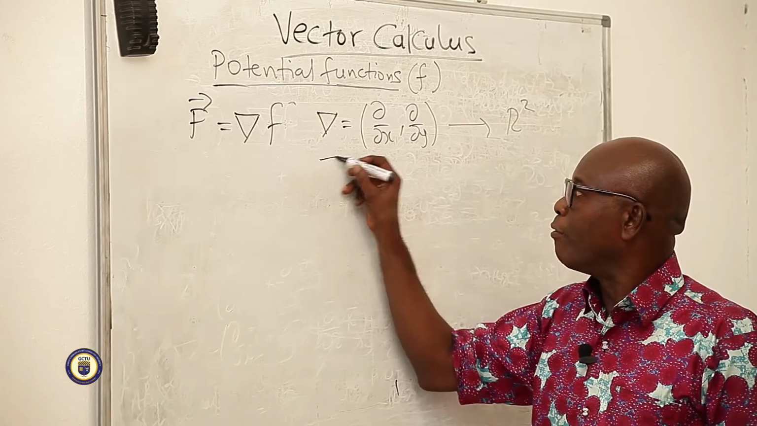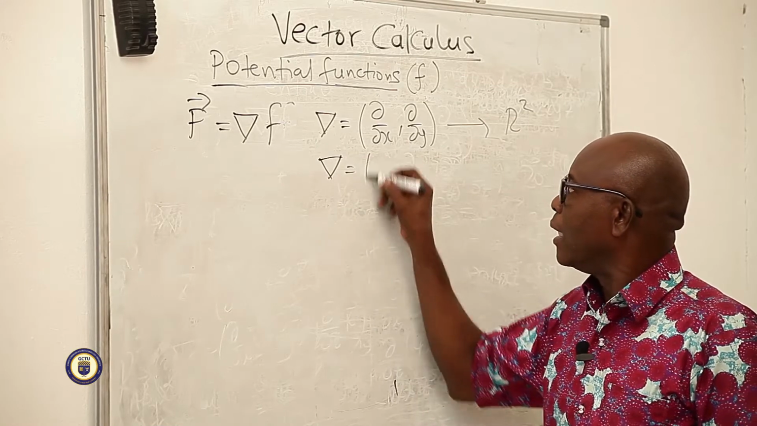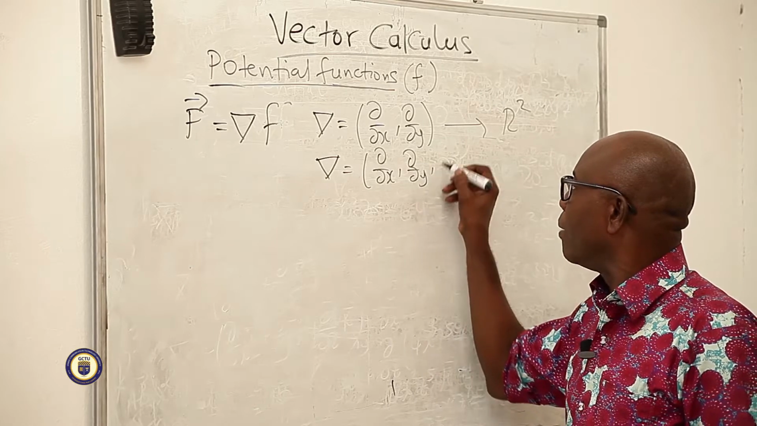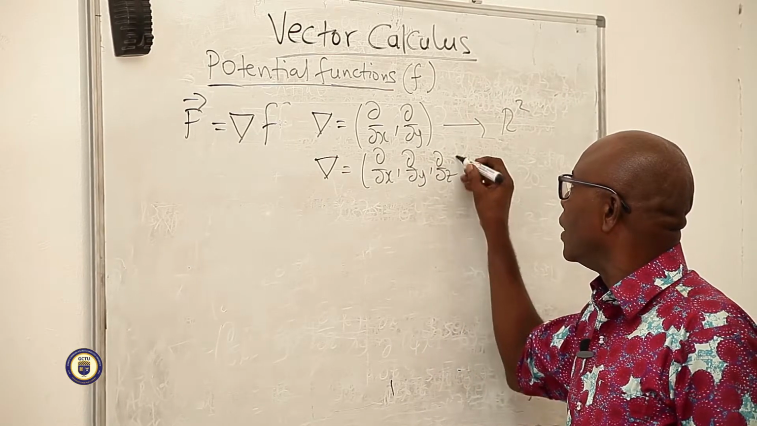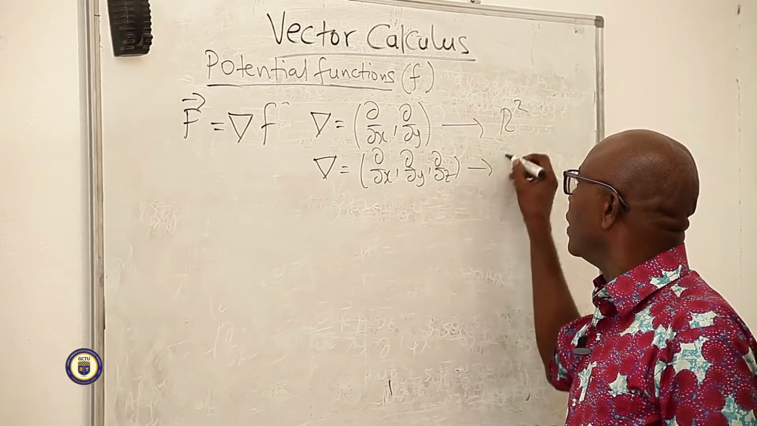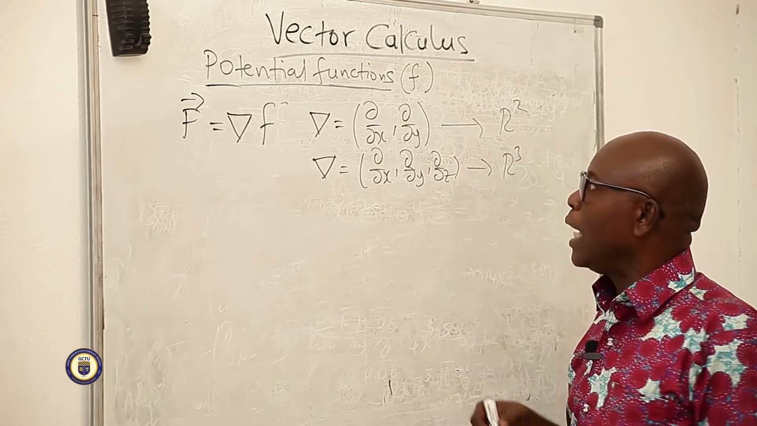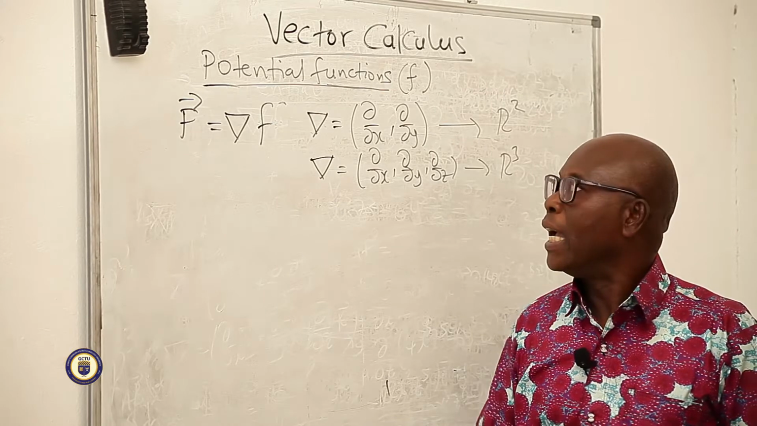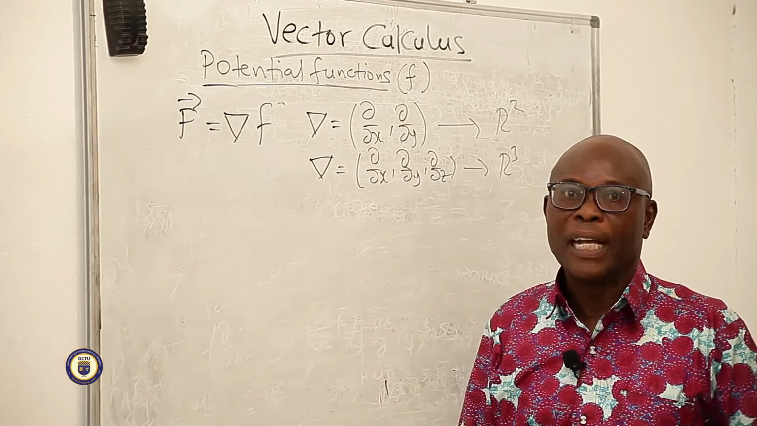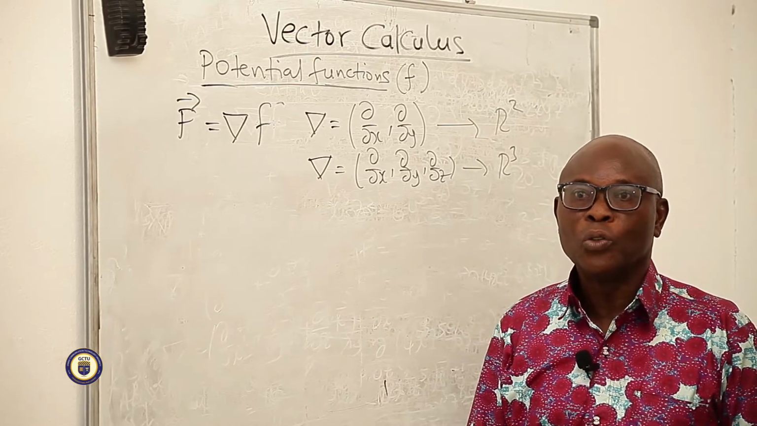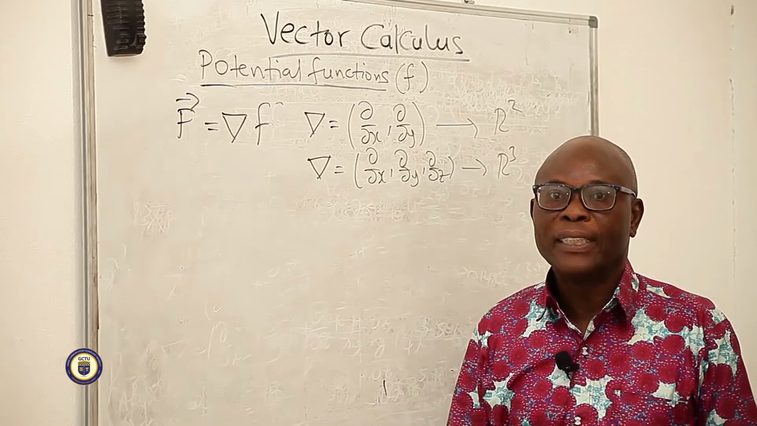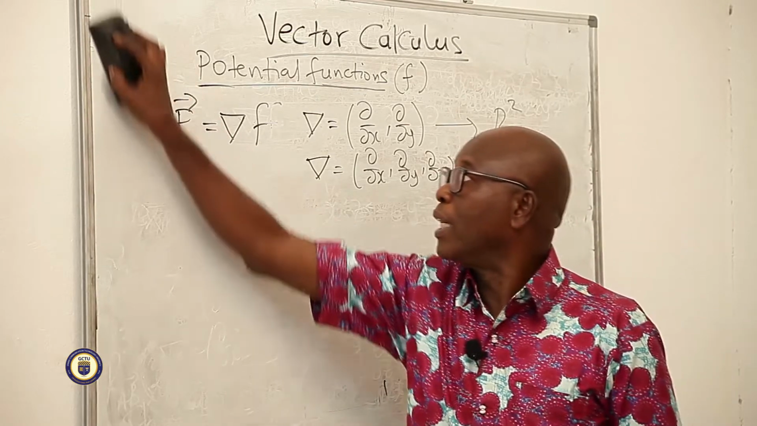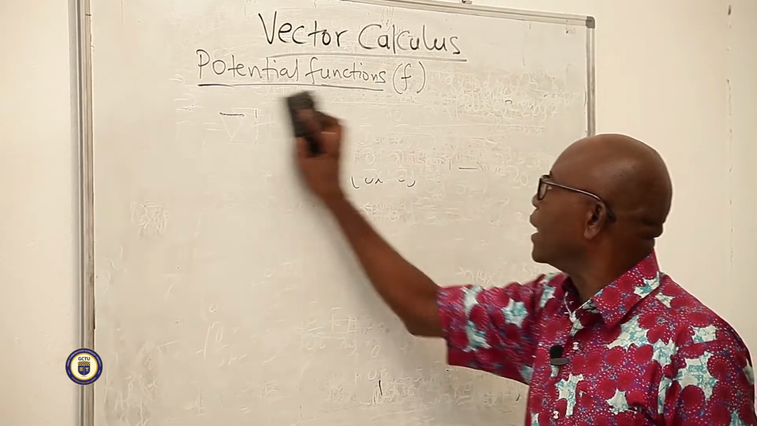Del is defined as partial x, partial y, partial z when we are talking of 3 dimensions. And so today we'll be given a conservative vector field F, and we are supposed to generate the potential function. So we'll take an example.